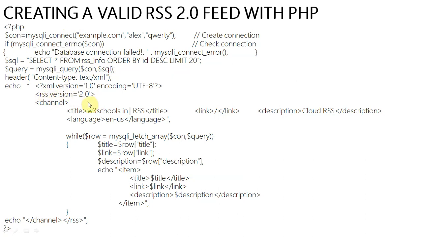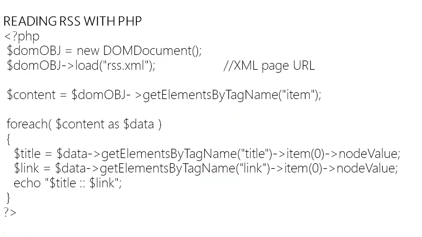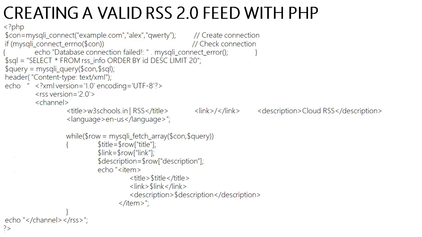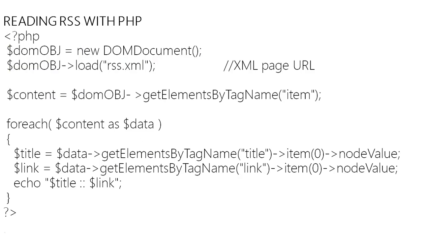So suppose we have stored it into RSS.xml. We will load this data by this statement. Again we will write the reading RSS PHP program, where the data which is converted into RSS form, into XML form, is accessed by this program.